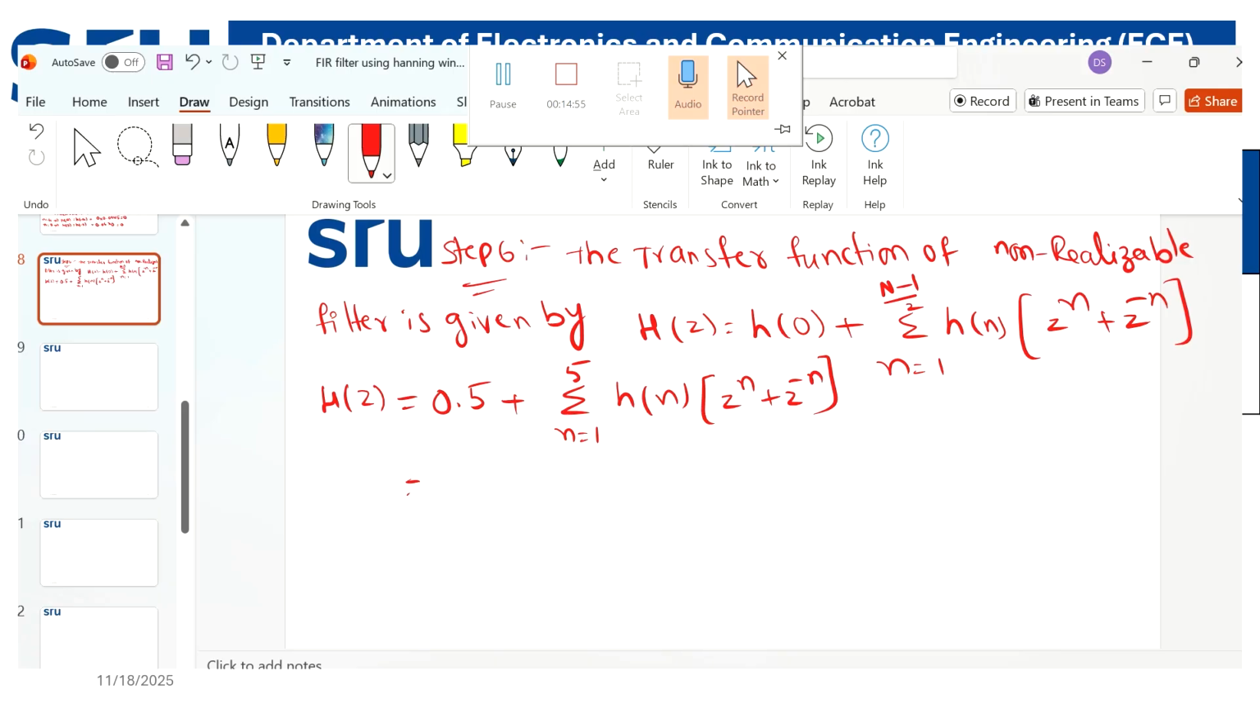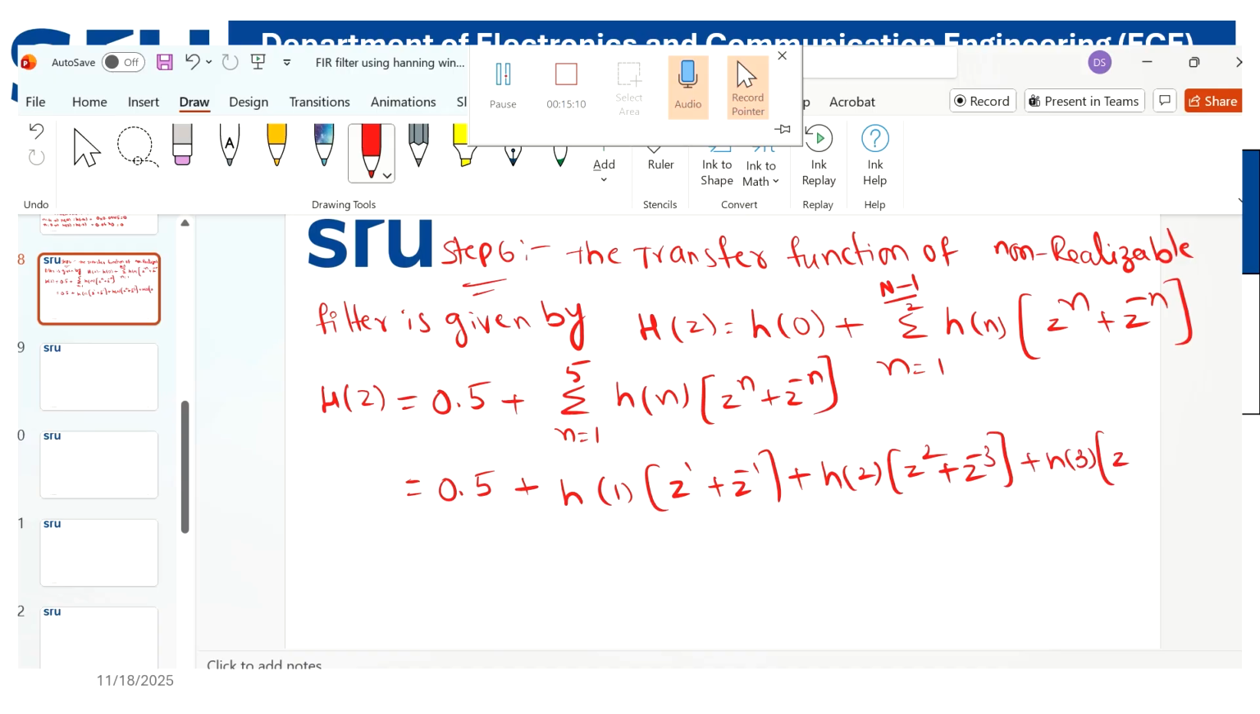Now elaborate the summation as 0.5 plus h of 1 into z power 1 plus z power minus 1, n is equal to 2, then n is equal to 3 and n is equal to 4, then n is equal to 5. So h of 4 into z power 4 plus z power minus 4 plus h of 5 into z power 5 plus z power minus 5.